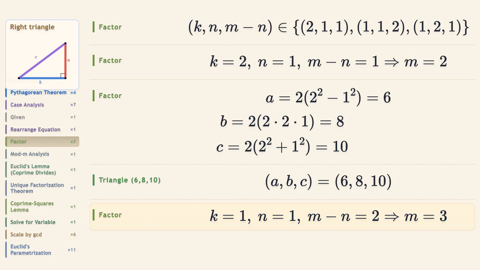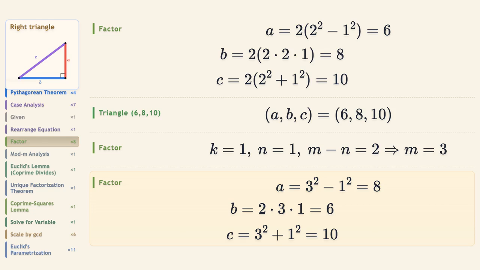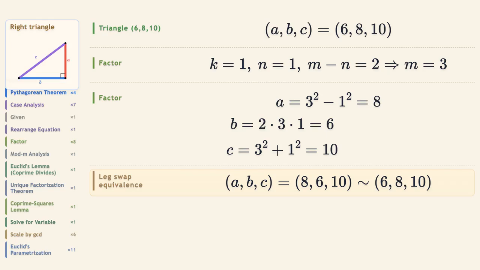Case 2. k equals 1, n equals 1, m minus n equals 2. So m is 3. Then a equals 9 minus 1 equals 8. b equals 2 times 3 equals 6. c equals 9 plus 1 equals 10. Case 2 yields 8, 6, 10, which is 6, 8, 10 with the legs swapped.